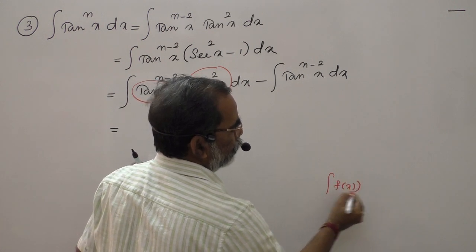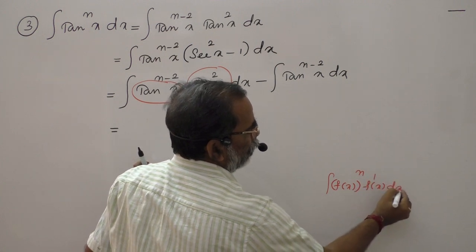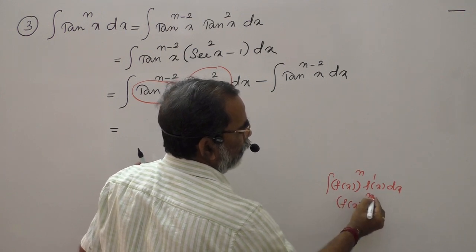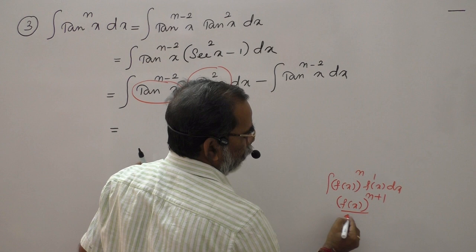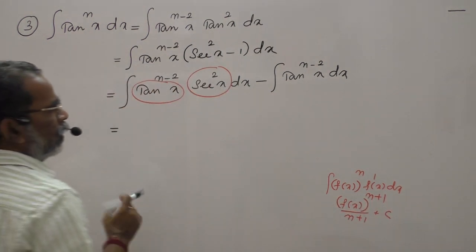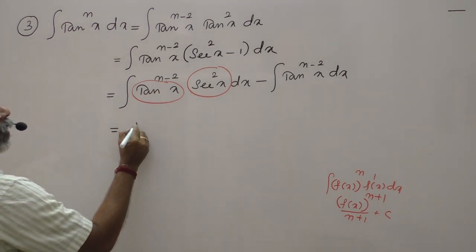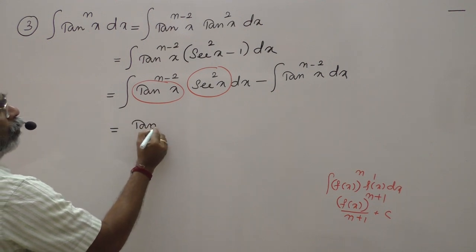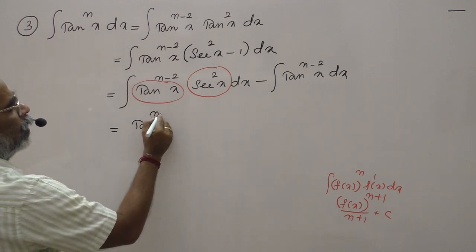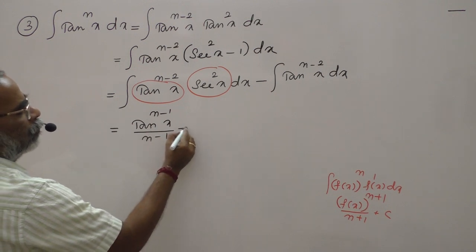Integral of f of x whole power n into f dash x dx. What does this formula say? It is f of x whole power n plus 1 by n plus 1. See the list, so I am going to use that. This is f of x whole power n into f dash x. What is that integral? f of x whole power n plus 1, that means n minus 2 plus 1, nothing but n minus 1, divided by also n minus 1.